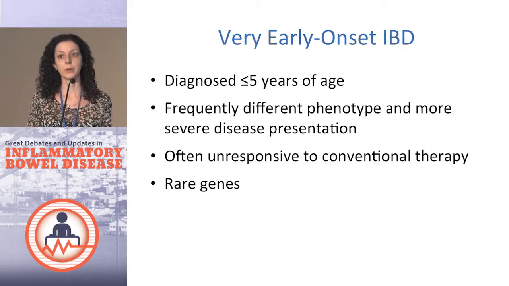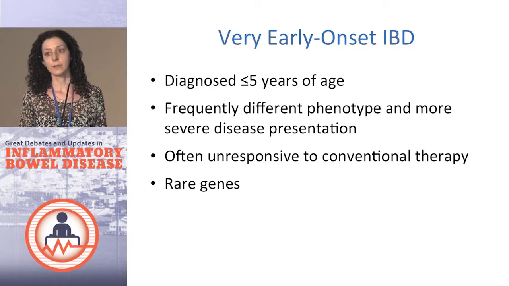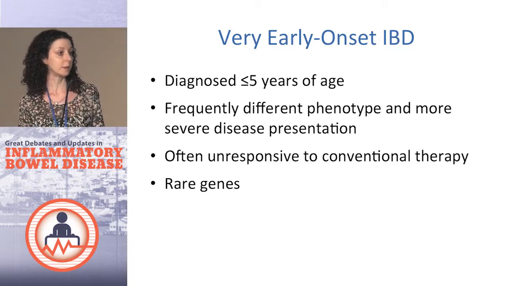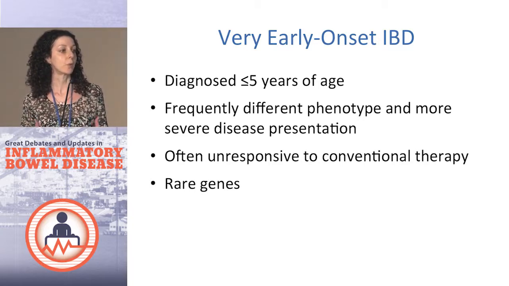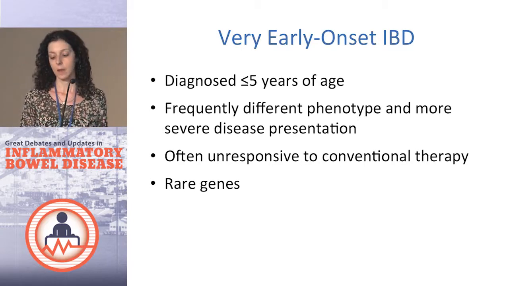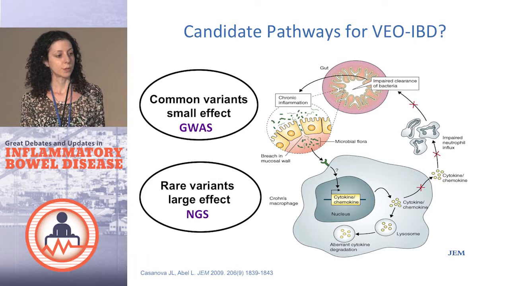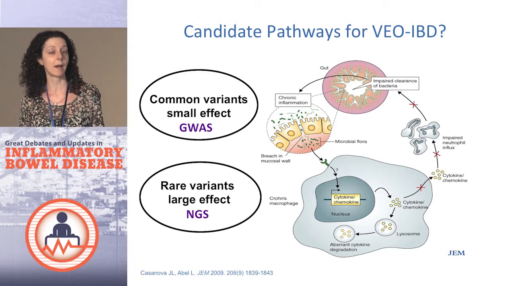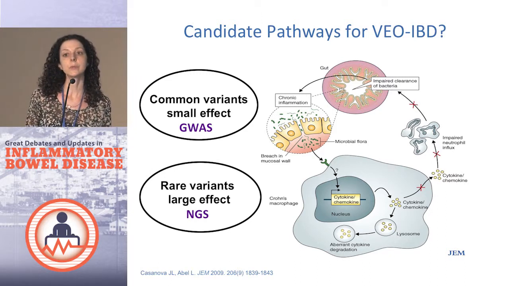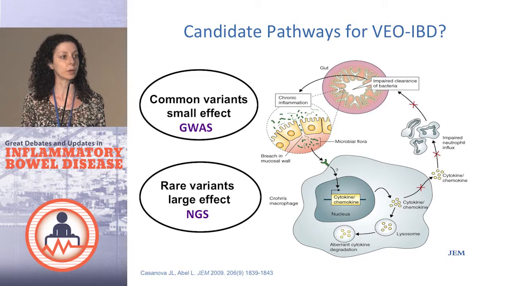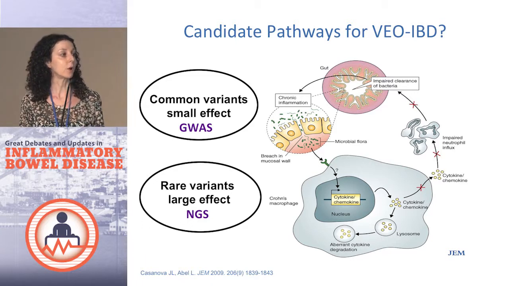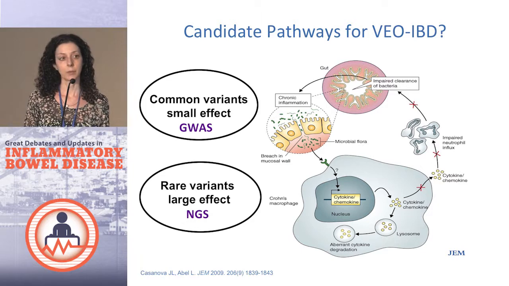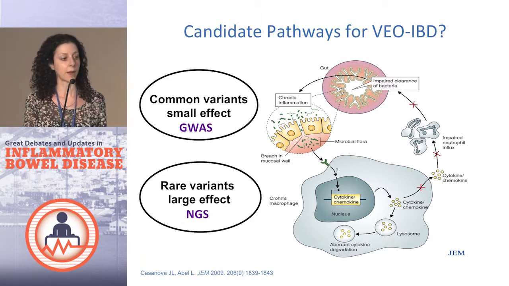And just to remind everyone, very early onset IBD is IBD diagnosed in children who are less than 5. They often have this very severe and very different presentation. They're often unresponsive to conventional therapies, and there seems to be an enrichment in rare genes versus these common genes that we just talked about. So while GWAS has been fantastic to identify common variants that might have these small effects, we really can't use that to detect the rare variants. Their frequency is just too low, but they might have a very large effect on the individual patient, and we really have to rely on next-generation sequencing to find them.